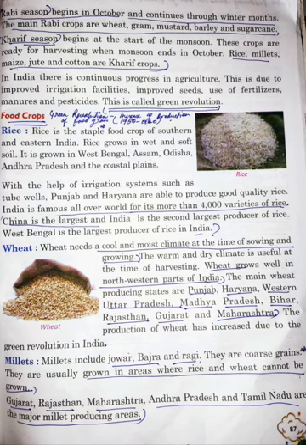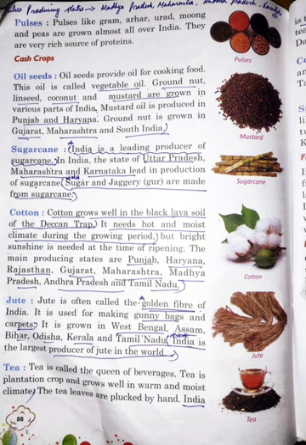Another example of food crops is millets. Millets include jowar, bajra and ragi. They are coarse grains. They are usually grown in areas where rice and wheat cannot be grown. Millet producing states are Rajasthan, Gujarat, Maharashtra, Andhra Pradesh, Tamil Nadu. They are the states that produce major millets in India.